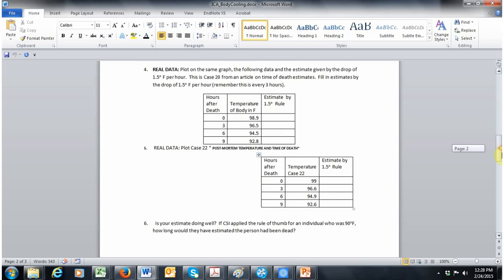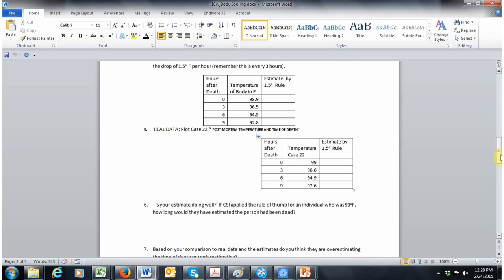In number 6, you'll be answering whether you think the 1.5 rule has done well by comparing it to the actual data. And then you're going to go back and see what happened if the person had a 90 degree Fahrenheit temperature. How long would they have been estimated as being dead by looking back at your original table, and ask yourself if that makes sense.